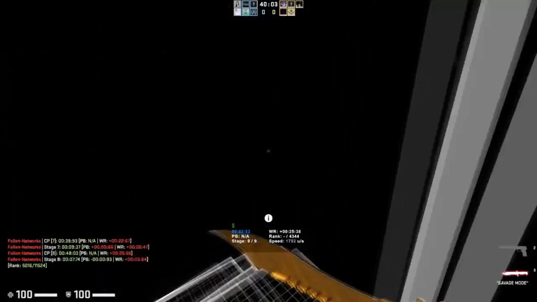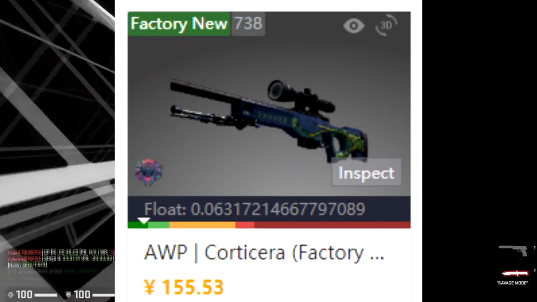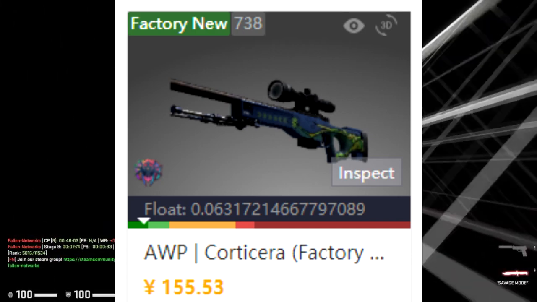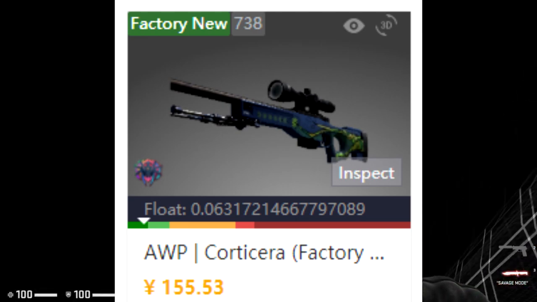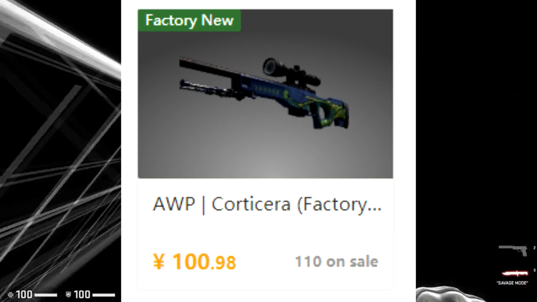So the way we're going to find an accurate value for this inventory is we're going to take an item in the Buff inventory and find out what the difference is between its marketplace price and its inventory price. As we can see here, this Op Cordisera is worth about 150 yuan in the inventory, and then it's worth about 100 yuan on the actual Buff marketplace. So that's about 66% of its value in the inventory.